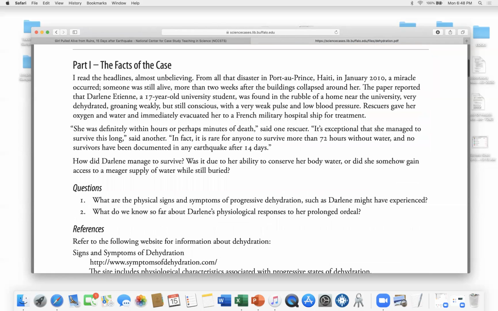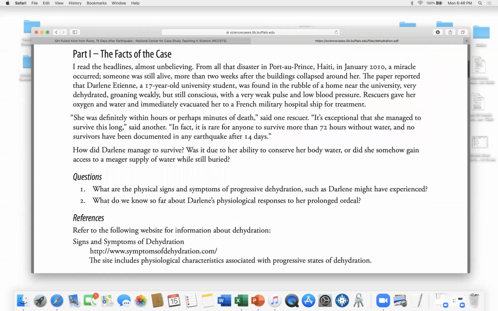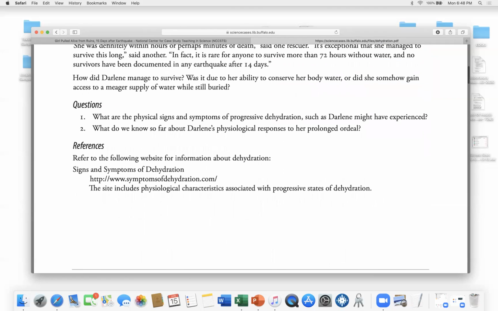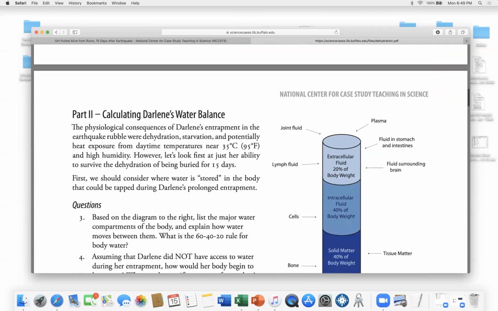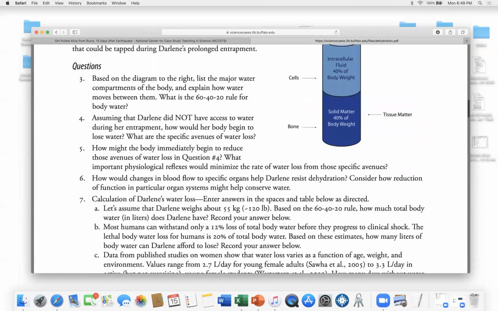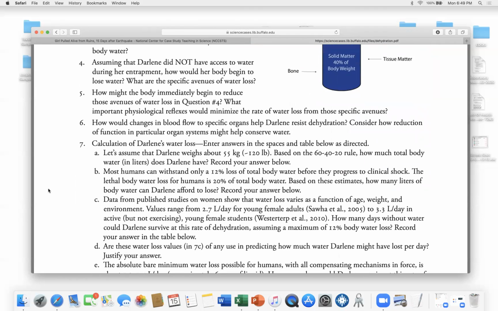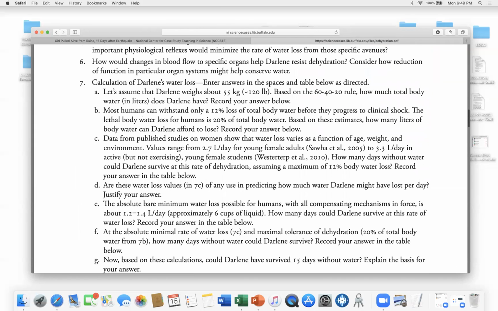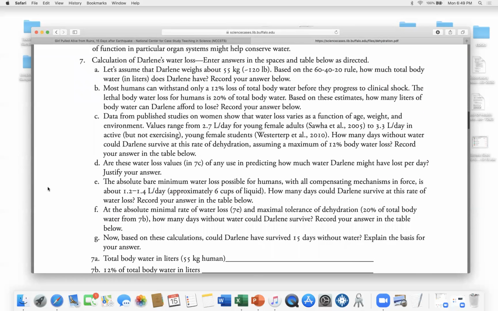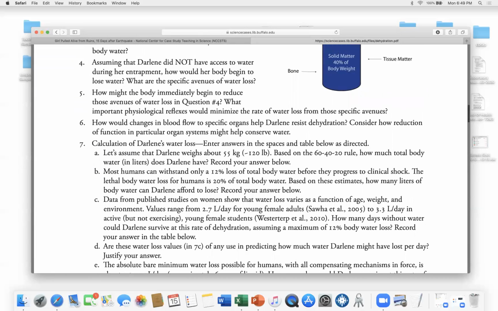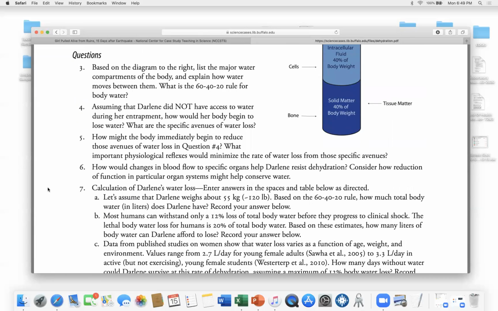So what I want submitted is part 1, questions 1 and 2, part 2, questions 3, 4, 5, 6. Do not do 7, because that's a little out of hand. That's when we start doing some math. But you'll do that for you future nurses. You'll be calculating all that stuff later.